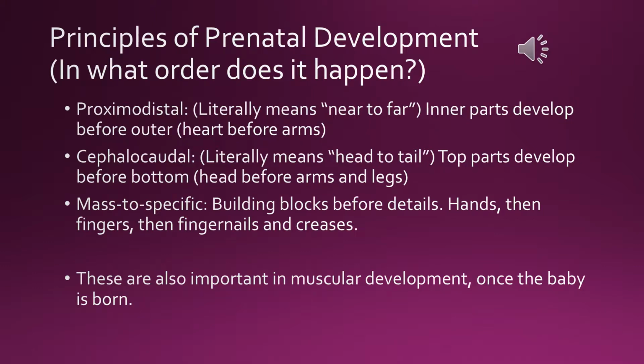But for now, when we're talking about prenatal development, this means that things in the middle develop before the outer part. So the inner organs, the organs of the trunk, develop before the arm buds start to develop into arms and hands and fingers.